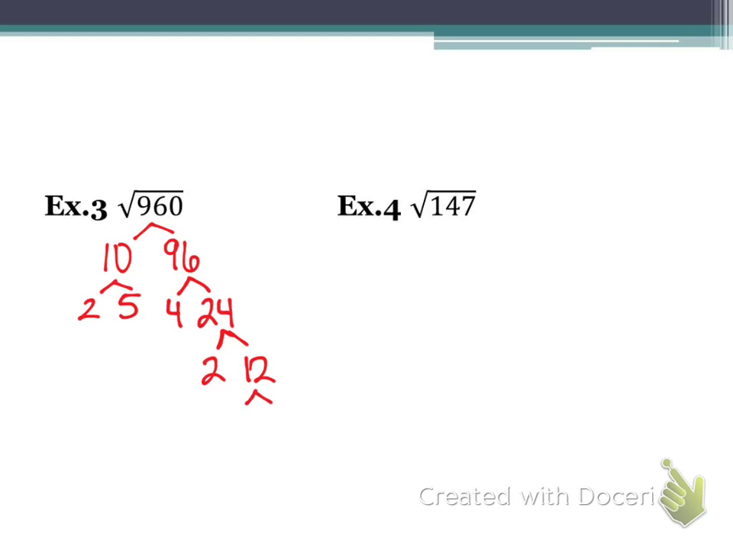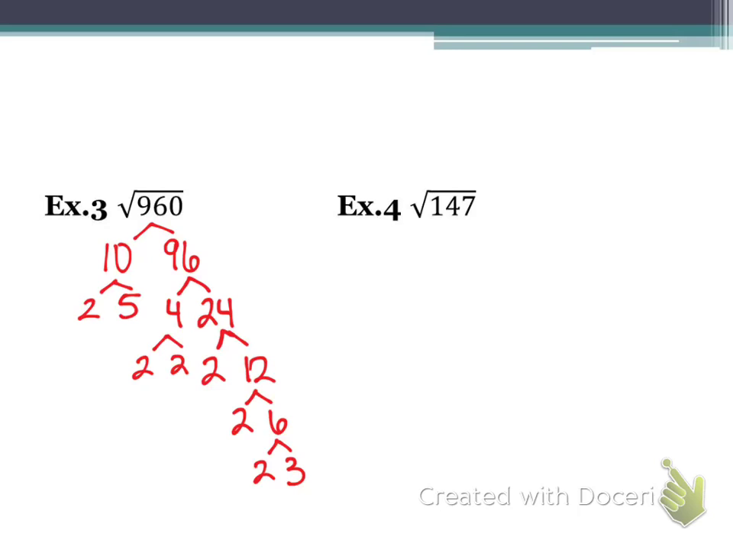What breaks down? 2 and 6. What will it break into? 2 and 3. Are we done? No, we gotta go back up to that 4. That 4 breaks into 2 and 2. All right.